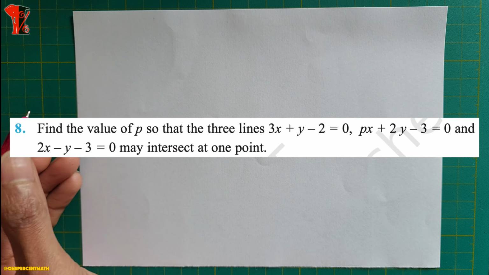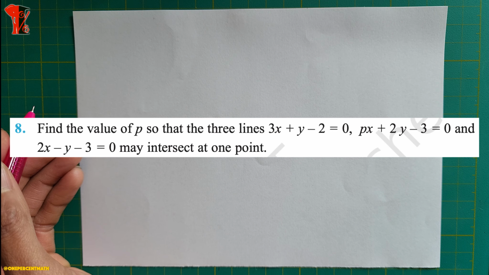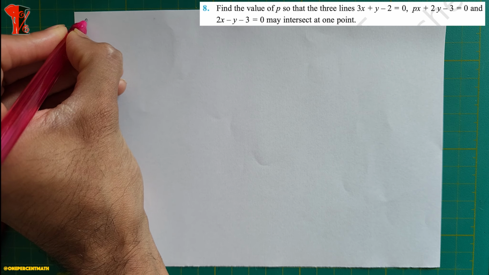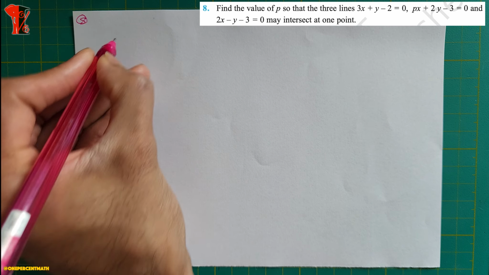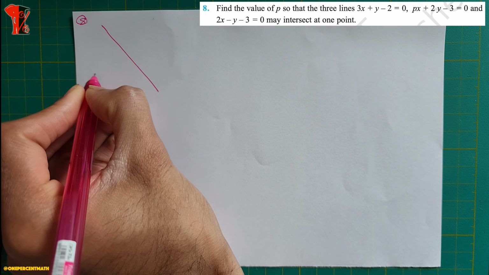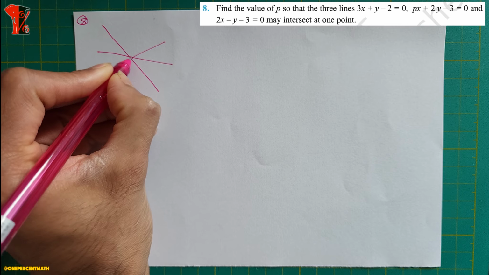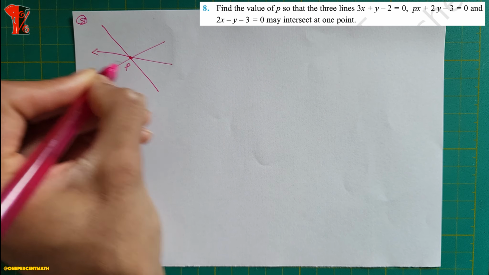So now let's move on to question number 8. Question number 8 says: find the value of p so that the three lines 3x plus y minus 2 is equal to 0, px plus 2y minus 3 is equal to 0, and 2x minus y minus 3 is equal to 0 may intersect at one point. Even though they have said may, we will take it as they intersect at one point. So there are three different lines, correct? Let us take those three lines like this, intersecting at point P.